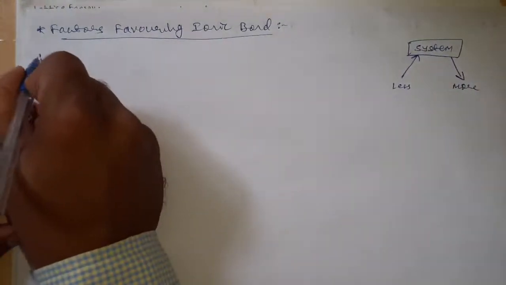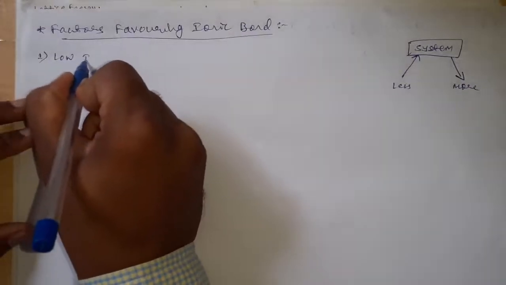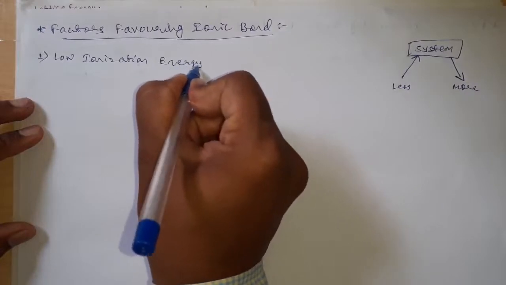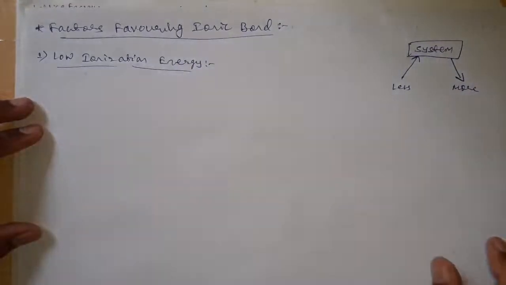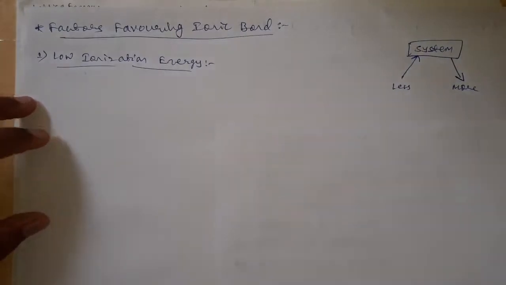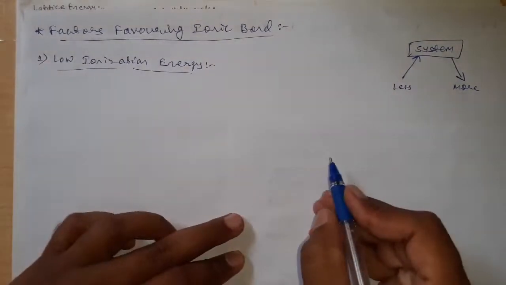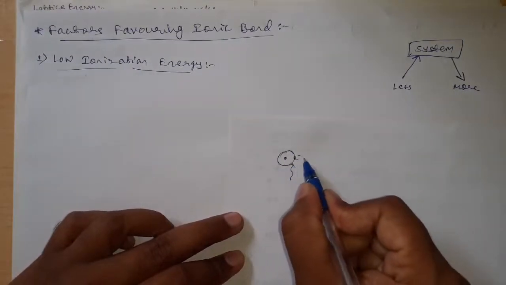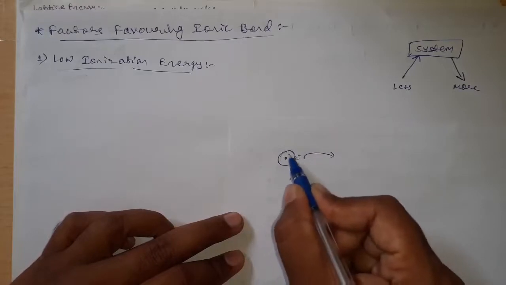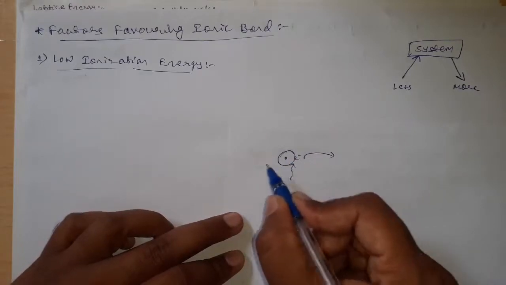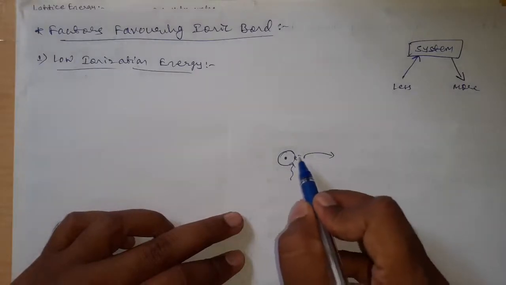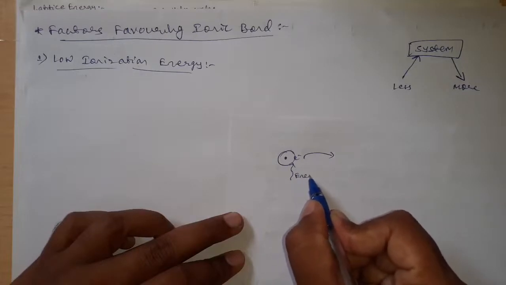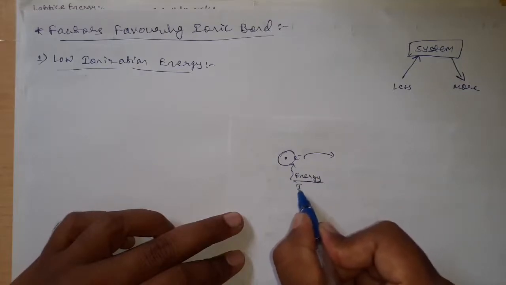Now the first factor is low ionization energy. What do you mean by ionization energy? Ionization energy is nothing but the amount of energy required to remove the electron from the outermost valence shell or valence orbit of an atom. In removing this valence electron from the atom, we have to supply some amount of energy. That energy is nothing but ionization energy.